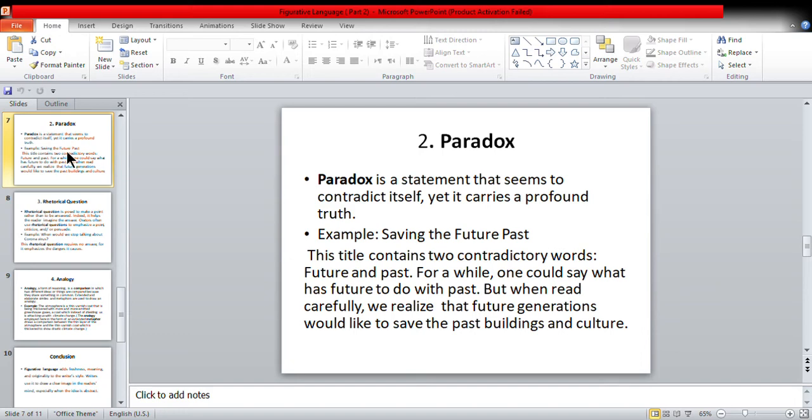For a while, one could say, what has a future to do with the past? But if we read carefully, we realize that future generations would like to save the past buildings and culture.